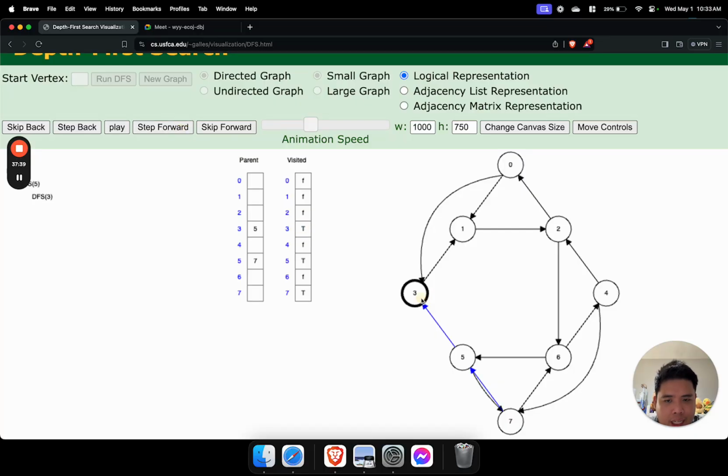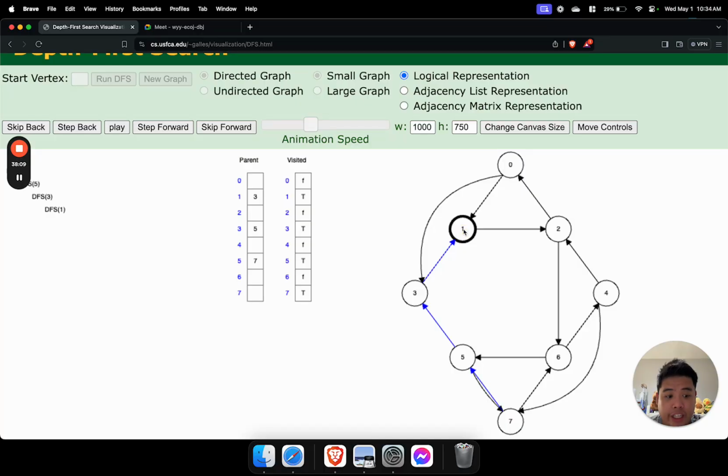And now I'm at 3. I'm going to do it all over again. I'm at 3. I'm going to check for any adjacent nodes. The only adjacent vertex is 1. So I'm going to check, is 1 already visited? No, it isn't. So I am going to go to 1. I'm going to set that to visited. I'm now at 1.